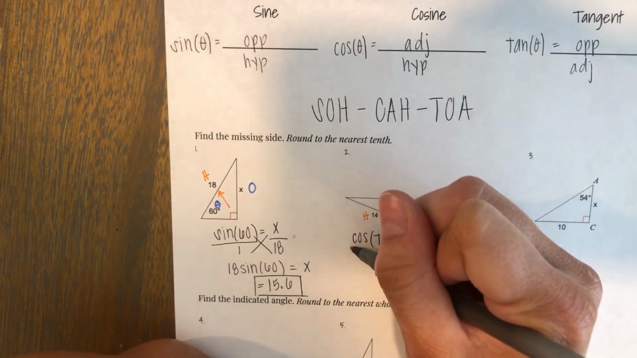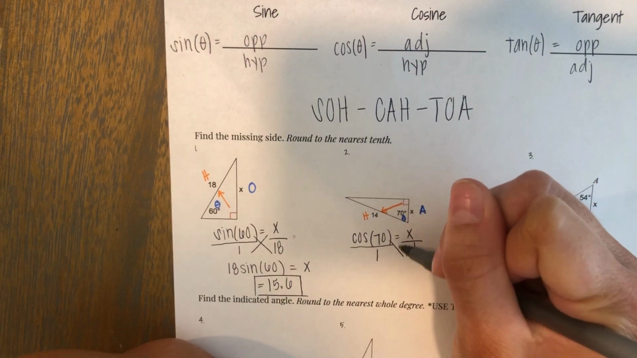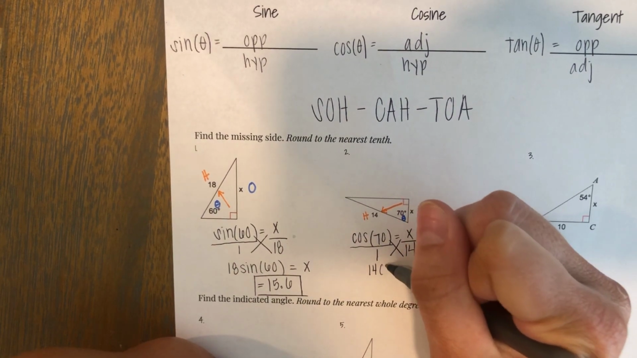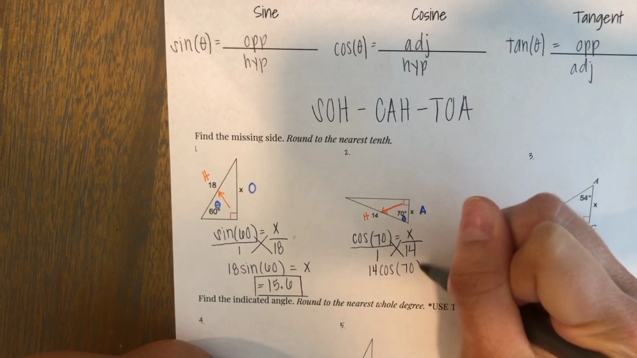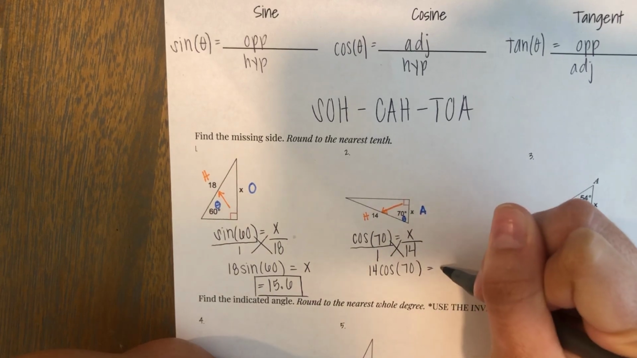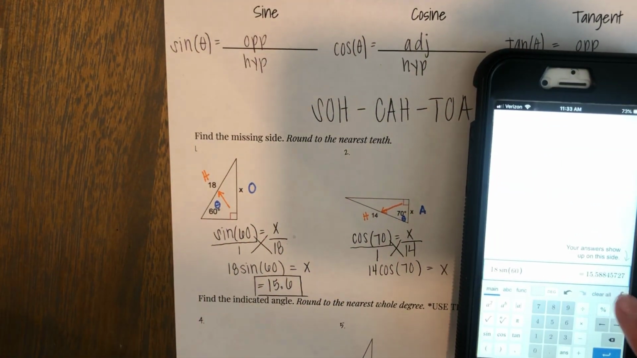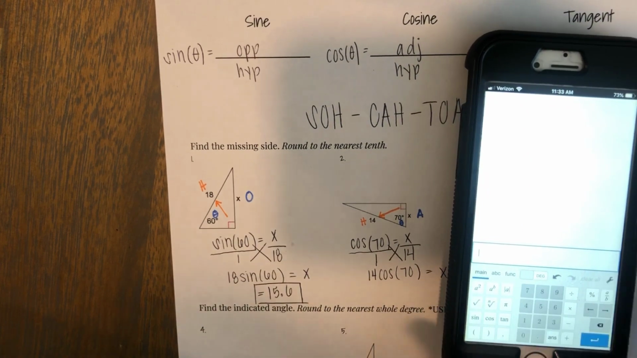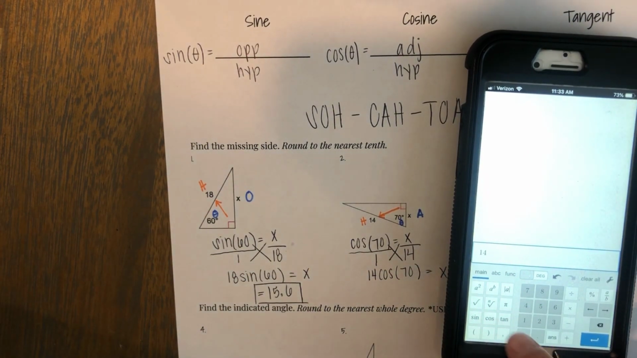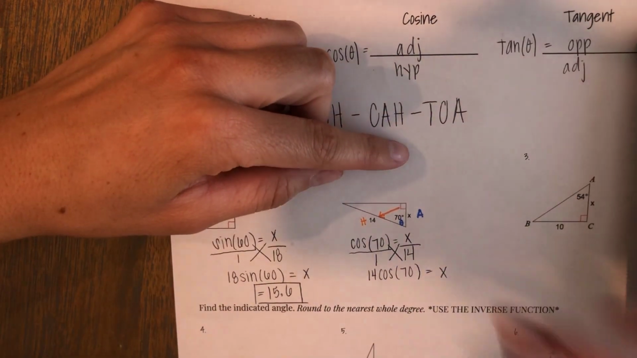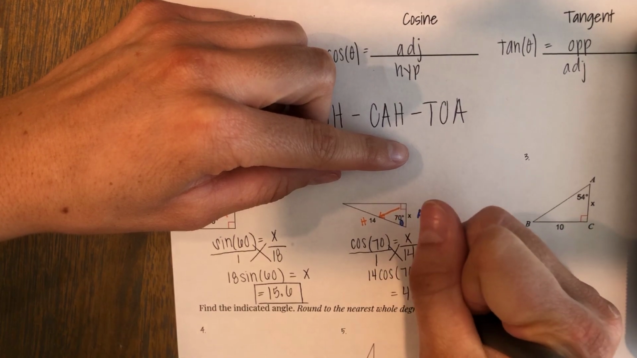And I'm going to do the same thing. I'm going to put it over 1 and cross multiply. So that would be 14 times cosine of 70, and 1 times x is just x. So since x is by itself, that means I could just type that all into my calculator. So I'm just going to write 14 cosine of 70. And that's going to give me 4.78. So that would round up to 4.8.